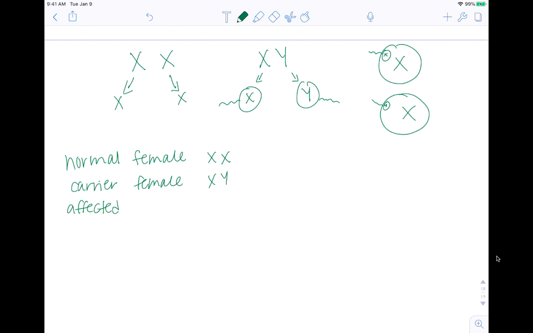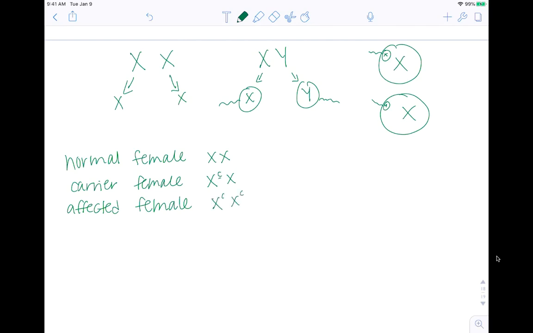I just lied to you. A female is not XY. Nobody caught that? Great. Hold on. An affected female. I should have listed these out first. Okay, so a carrier female is going to look like this. She's a carrier. Whatever the trait is, she's a carrier for it. And then an affected female would look like this.